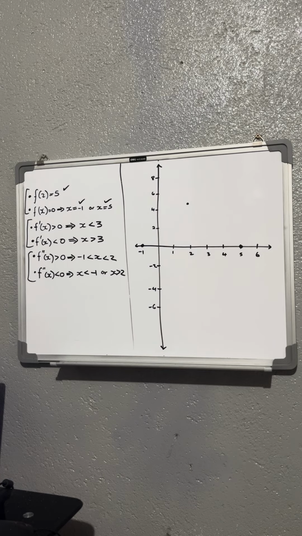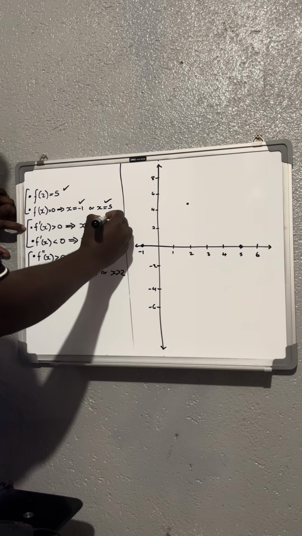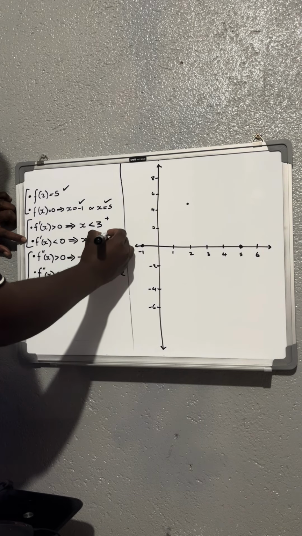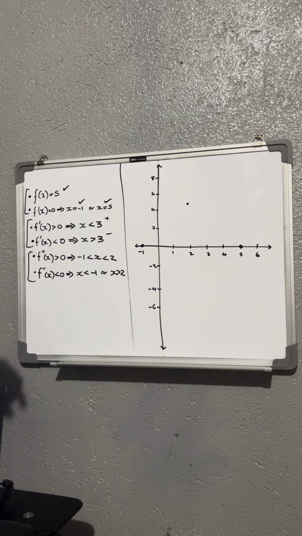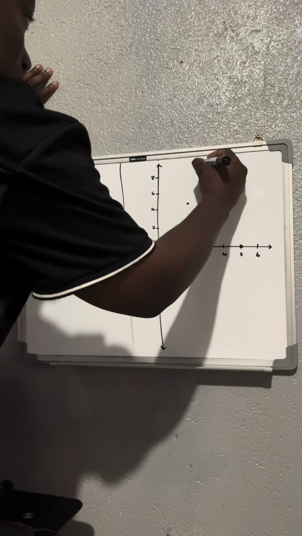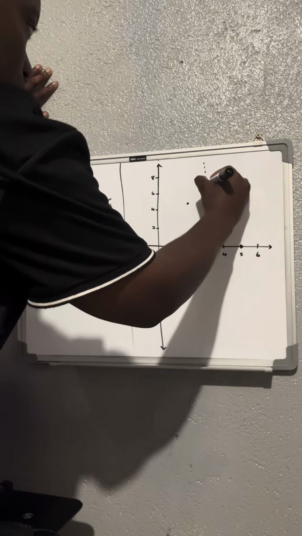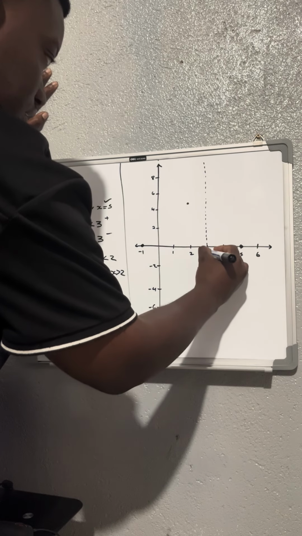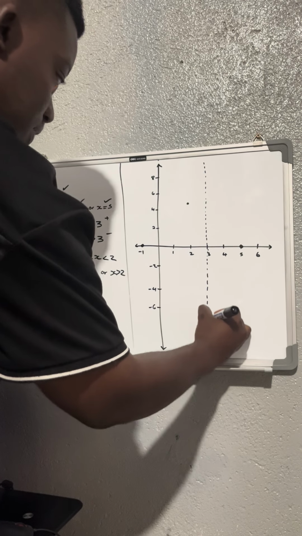Then for the first derivative, this one is going to be greater than 0, which means it is increasing. I'm just going to write a positive sign. For this region, it is negative, which is decreasing because of this sign. So now I'm going to draw a vertical line exactly where I have my critical point.